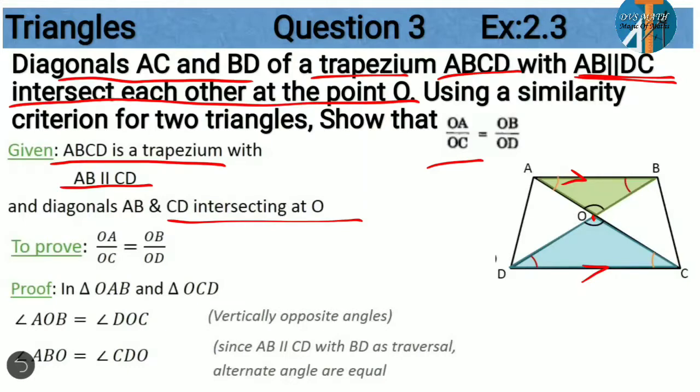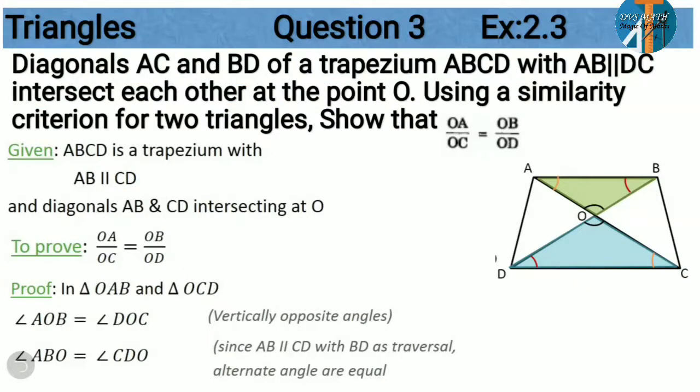Okay, so now you can observe here. What is to prove? To prove is also in the question, that is OA by OC is equal to OB by OD. So now what is the proof? Let's go on to the proof now. This is a very simple problem.